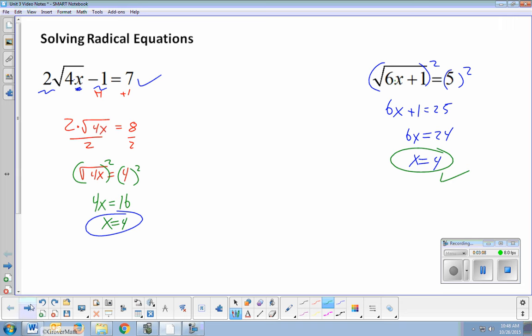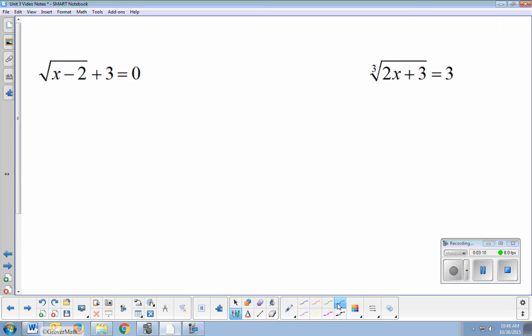A couple more examples. All right, this one, first I see I have a minus 2 inside the radical, but I have a plus 3 that's not inside. So I'm going to move that first. I'm going to subtract 3 on both sides. The square root of x minus 2 equals negative 3. Now that the only thing on the left side is a radical, that's when I square both sides. Squaring a square root, I get the expression inside. Negative 3 times negative 3 is positive 9. We know the negative squared is positive. Add 2, I get x equals 11.